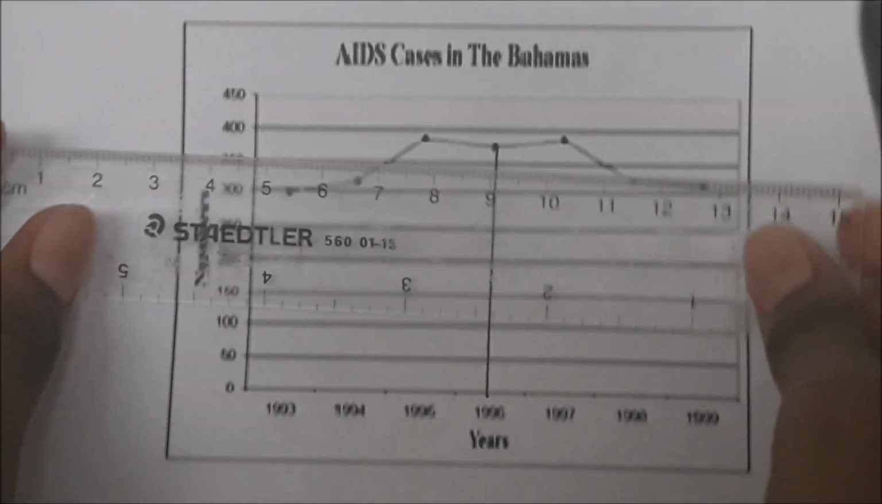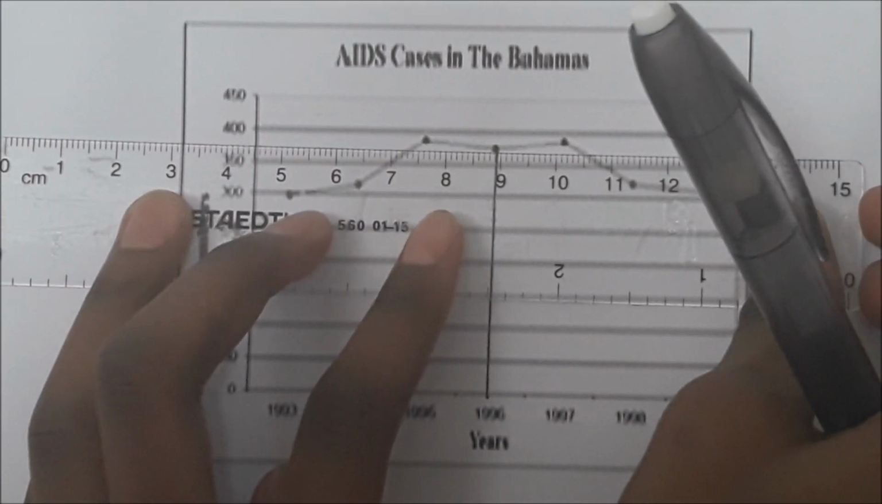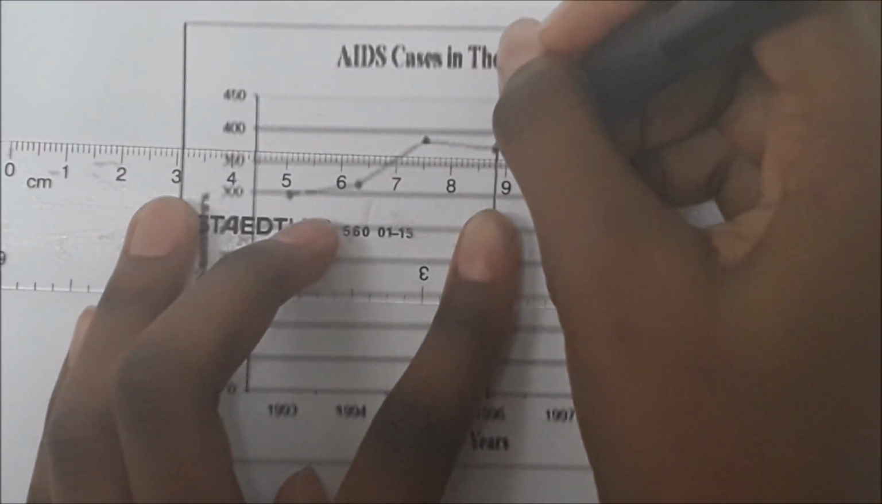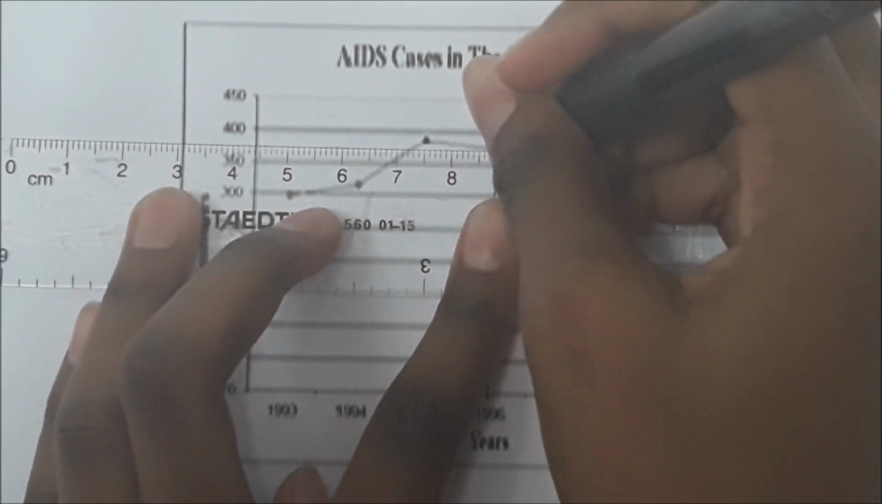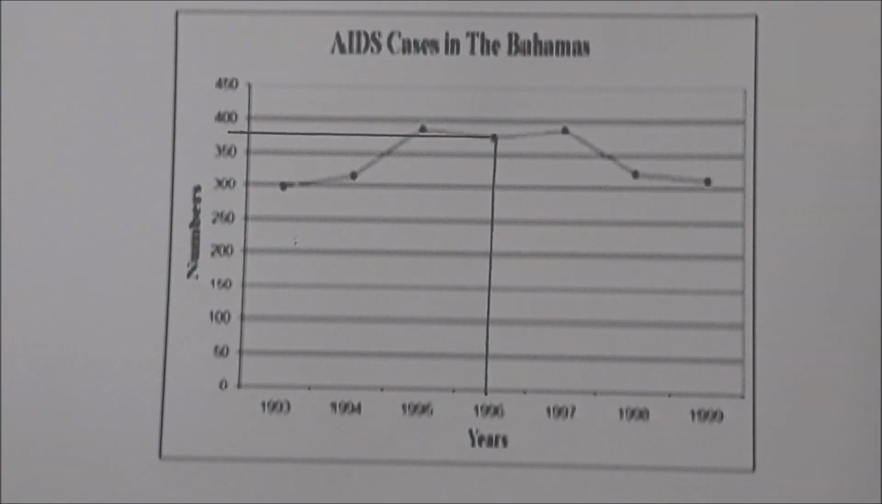Draw a line across to where the numbers are, to the vertical axis. Okay, draw it across to the vertical axis. Go ahead. Stop. Let's check it. All right. And what number do you think that should be?